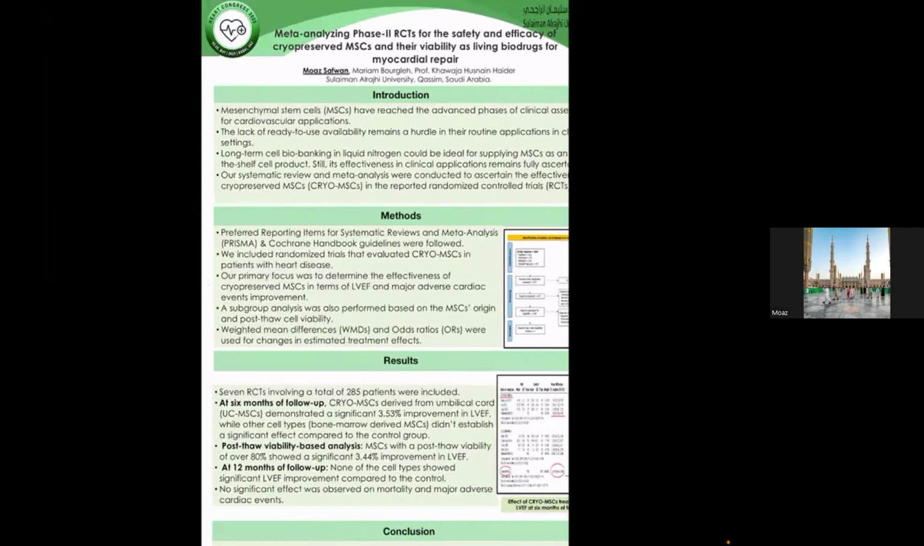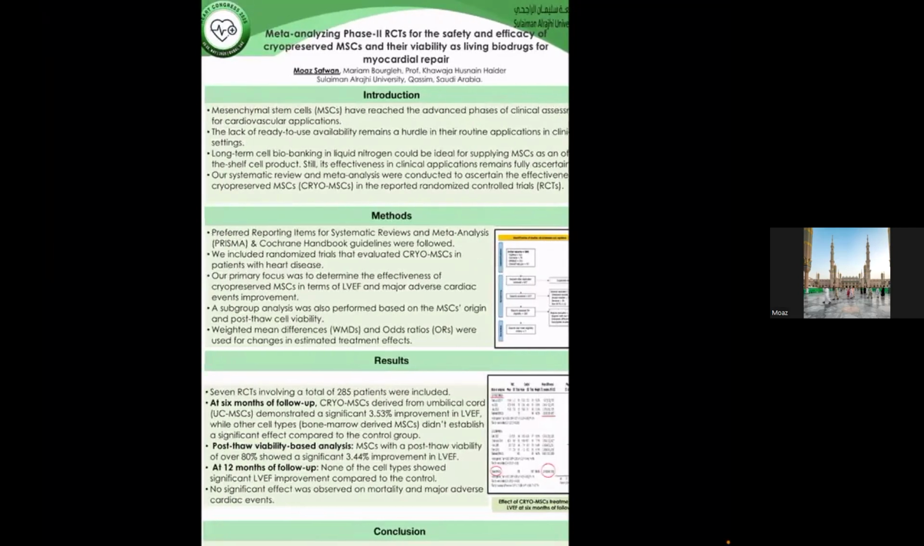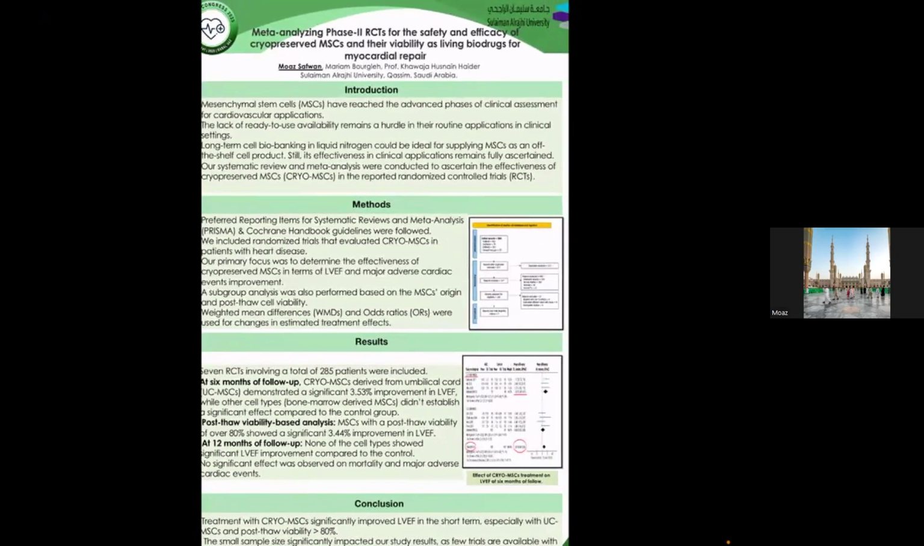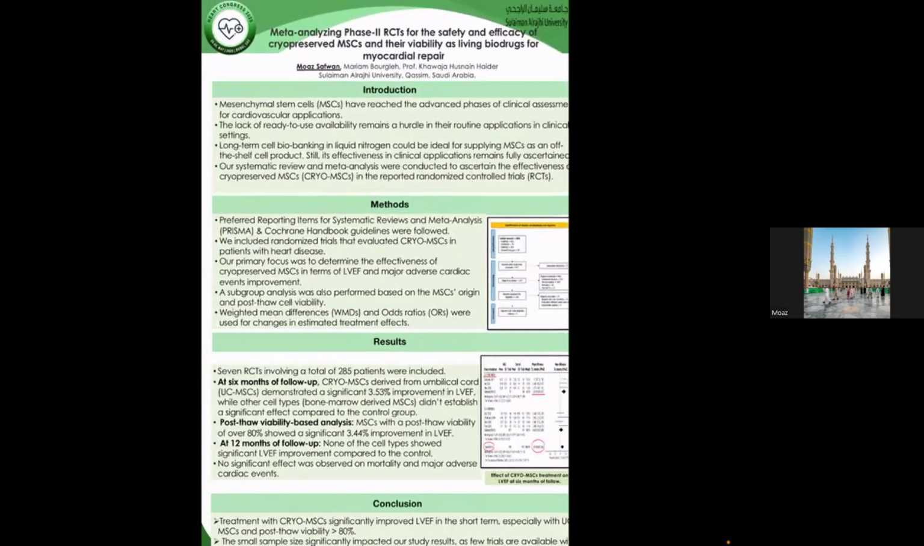Our systematic review and meta-analysis were conducted to ascertain the effectiveness of cryopreserved mesenchymal stem cells in the reported randomized controlled trials. For the methodology, we followed the Preferred Reporting Items for Systematic Reviews and Meta-Analyses, or PRISMA, and the guidelines from the Cochrane Handbook. For our eligibility criteria, we included randomized controlled trials that evaluated the efficacy and safety of cryopreserved mesenchymal stem cells in patients with heart disease, which include acute coronary syndrome and heart failure.